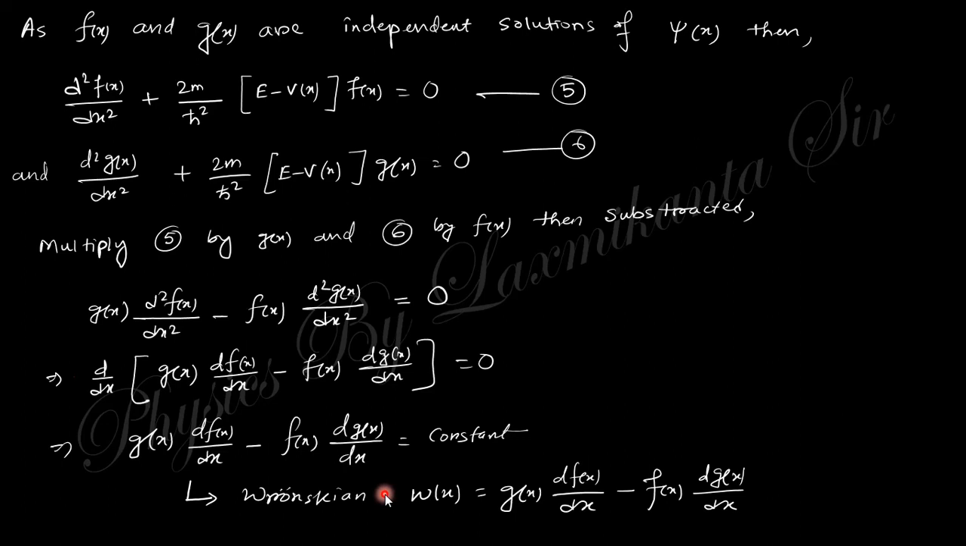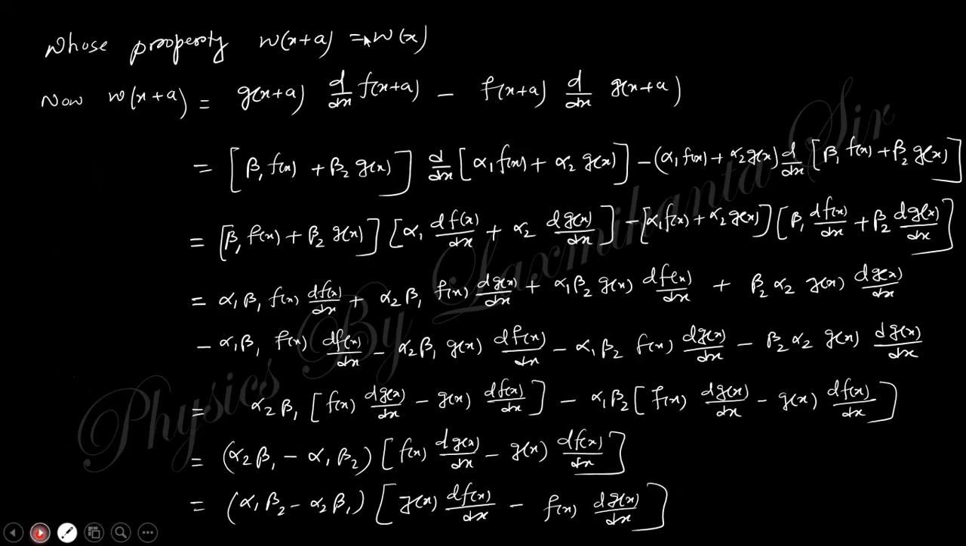From the mathematical physics, second order differential equation solution in mathematical methods, you know very well about the Wronskian method. So this is nothing but the Wronskian, and you know the Wronskian has a property that W(x + a) equals W. So you just follow this property.